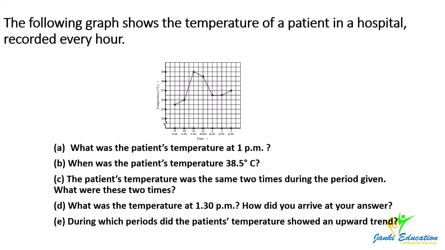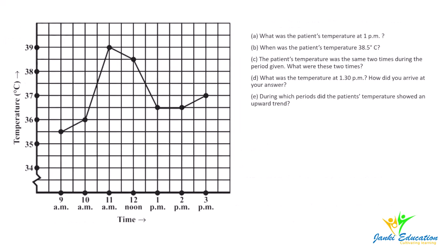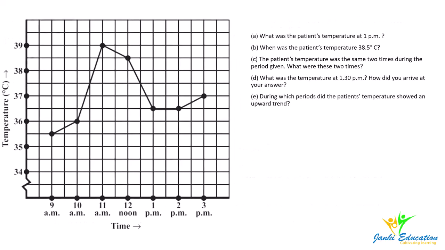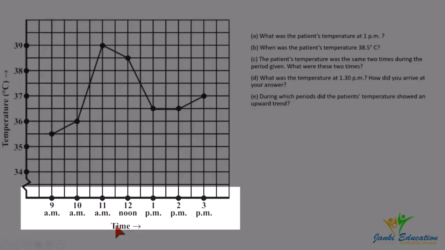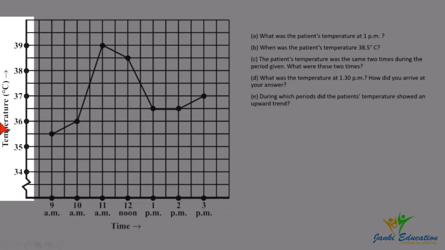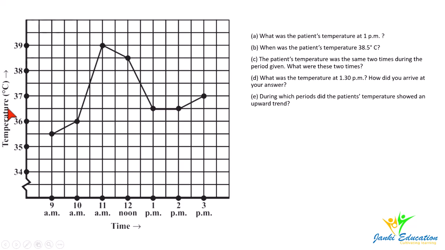So here, basically, we need to analyze the graph. So just have a look at the graph. Here it is, our graph and the 5 questions given. Before we try to answer the questions asked, let us study the graph. Here you can see on the x-axis, time has been given. On the y-axis, temperature has been given. Here you can see the broken line. It is called a jagged line.